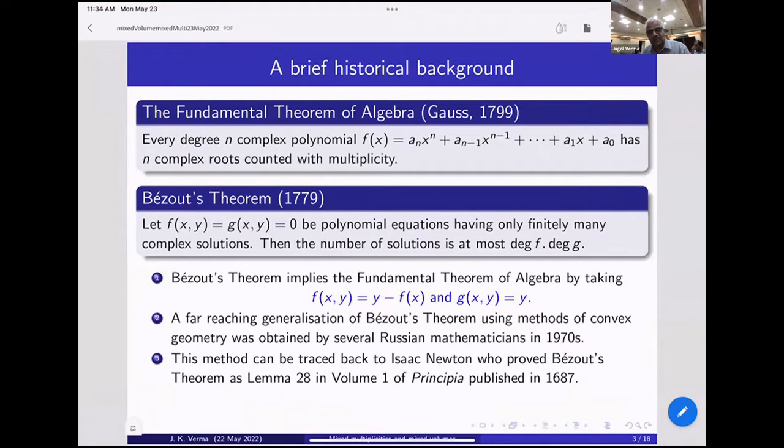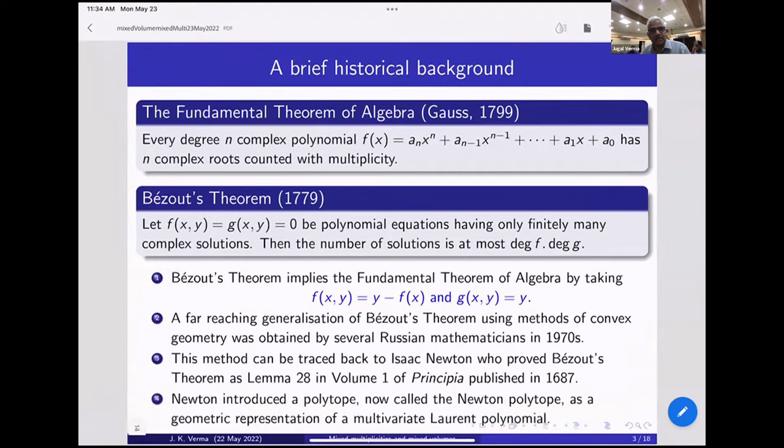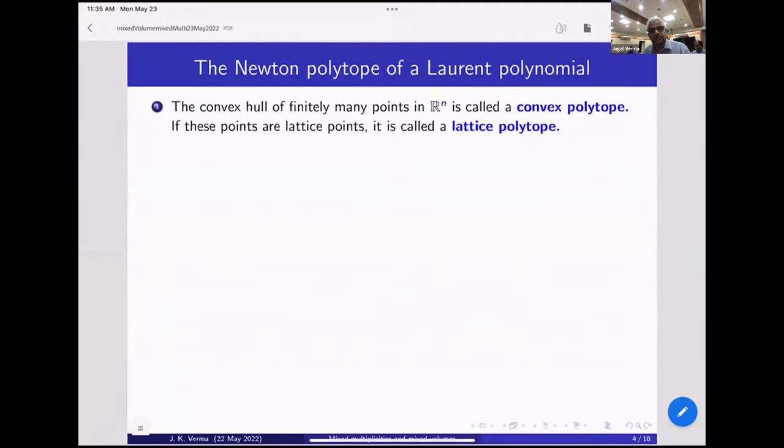So Newton used a polytope to prove Bézout's theorem, and this polytope is now known as Newton polytope, and it is a geometric representation of a multivariate Laurent polynomial. This polytope is now extensively used in theory of singularities of algebraic varieties, and it has given very interesting interpretations of invariants of singularities. So let me introduce Newton polytope to a Laurent polynomial.